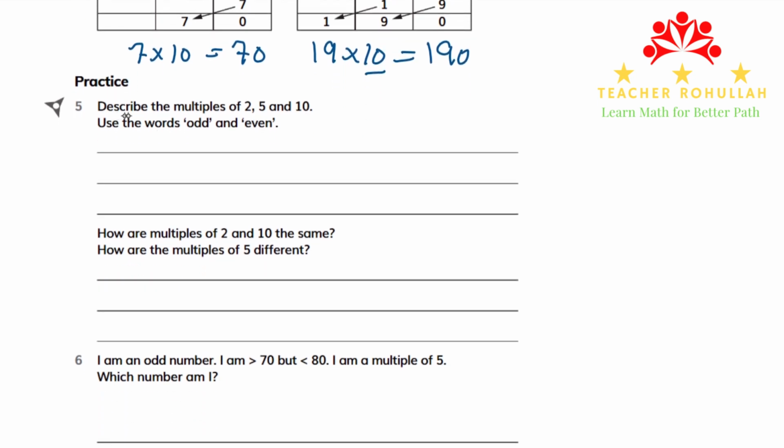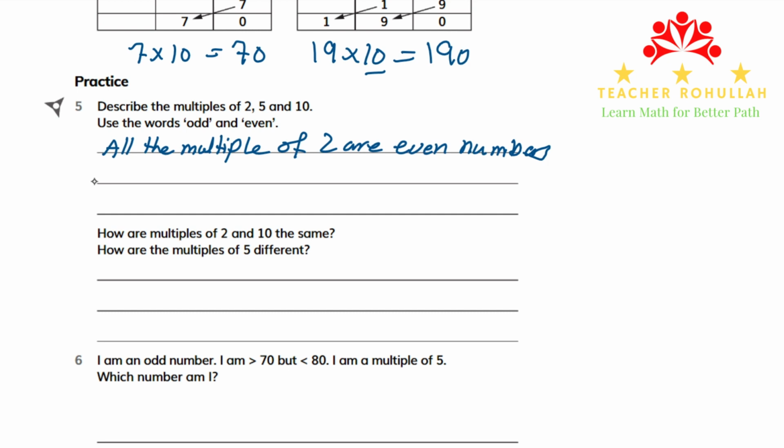In question 5, it says, describe the multiples of 2 and 5 and 10. Use the words odd and even. So to describe them, we can say all the multiples of 2 are even numbers.